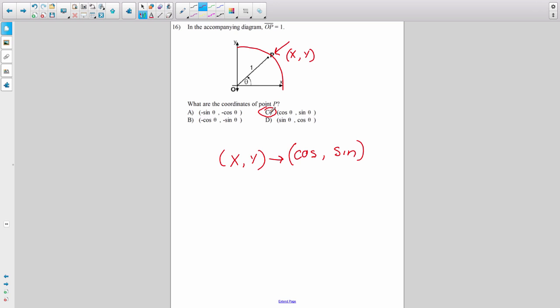And here's a way I memorize this. X comes before y, right? So that's alphabetical right there. Did you notice that cosine and sine are also alphabetized in that way? So that's just a silly way that I remember. X comes before y in the alphabet. Cosine comes before sine in the alphabet. Hopefully that helps.